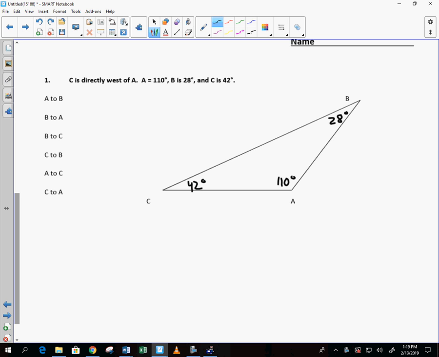Everybody good? What I'm going to do is take a compass and place it at a spot. I'm going to place it at C right now. This is north, east, south, and west. I'm going to give two types of bearings.